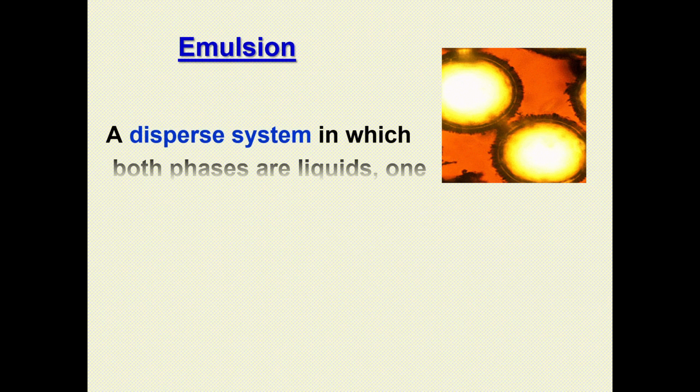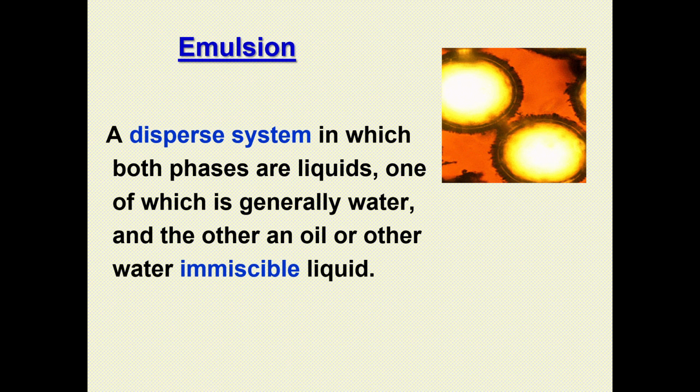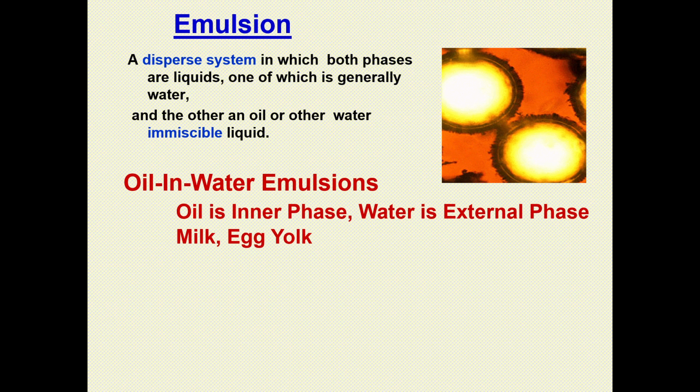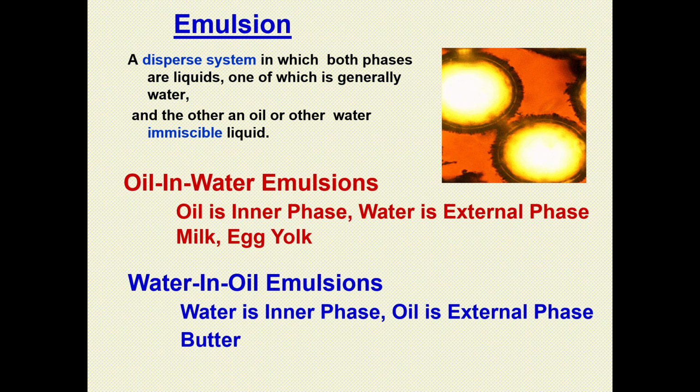So this is what we call an emulsion. So what is actually an emulsion? We know this very well. Emulsion means it's a dispersion system. Emulsion means any mixture of liquids that don't normally mix together, such as oil and water. That is what we call an emulsion. Oil is the inner phase and water is the external phase, like milk and egg yolk, you can see.